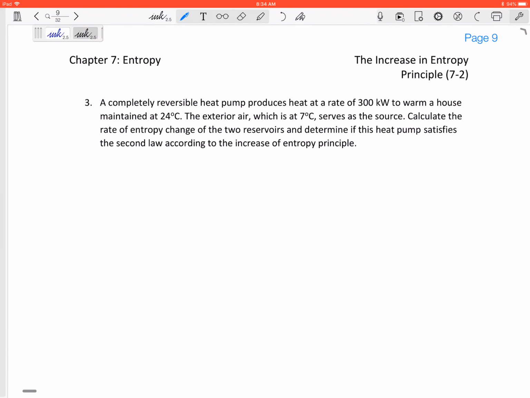Okay. All right, another problem with the increase in entropy principle. Let's say we've got a completely reversible heat pump. Okay, we've got a Carnot heat pump. It produces heat at a rate of 300 kilowatts to warm a house maintained at 24 degrees Celsius. The exterior air, which is at 7 degrees Celsius, serves as the source. Calculate the rate of entropy change of the two reservoirs and determine if this heat pump satisfies the second law according to the increase in entropy principle.